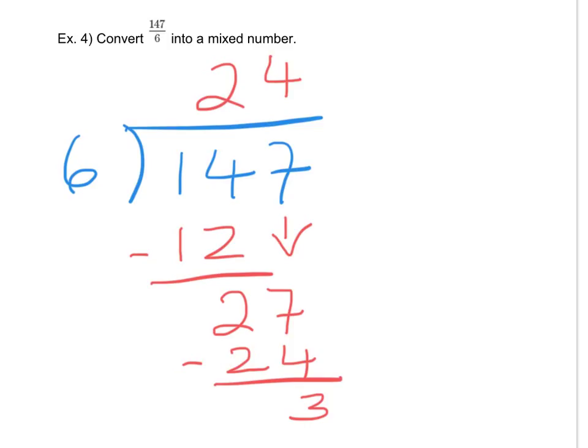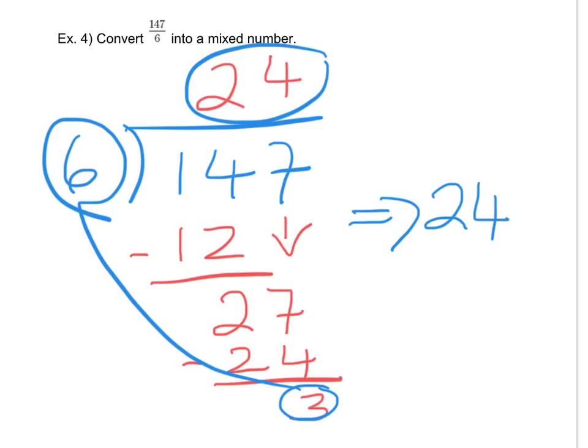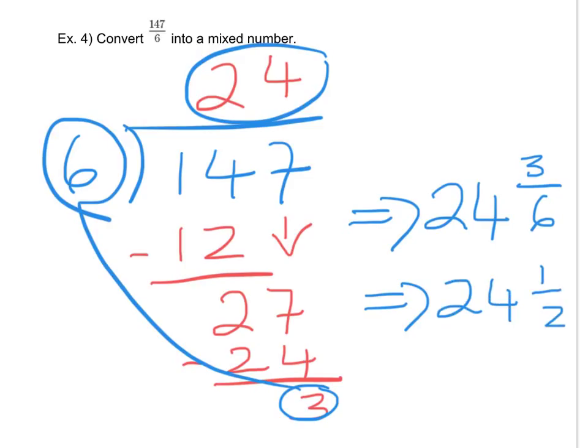So what we have, our answer is 24, okay, and 3 over 6. 24 and 3/6. And you should always simplify your answer where possible. And we should know that 3/6 is 1/2. So 24 and a half is the answer there. Alright, and that's it. Very easy.